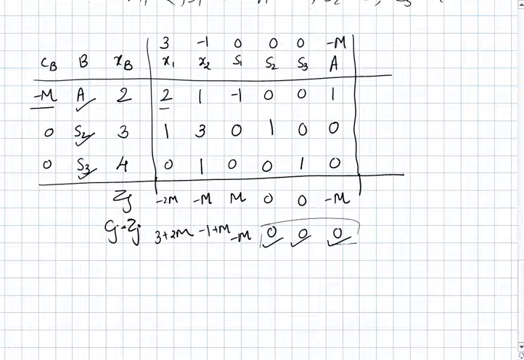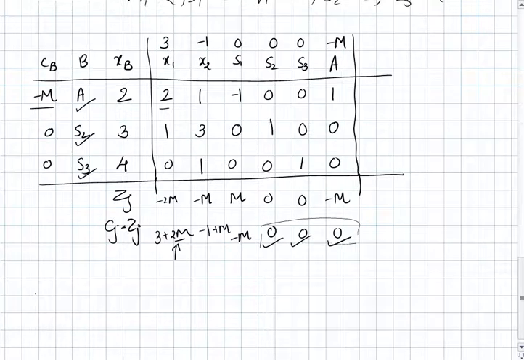Now what is the maximum value from this? Here it is 2M and here it is 1M. M is very large, so this 2M is again much larger than M. So this quantity will be larger than anyone else appearing here. So the maximum value for Cj minus Zj is for x1, so we will introduce x1 in our basis.